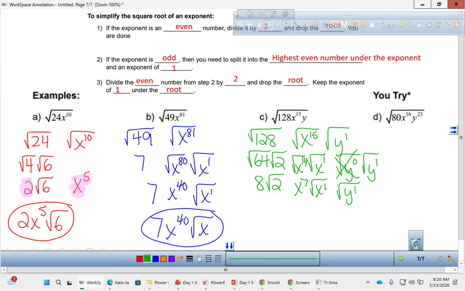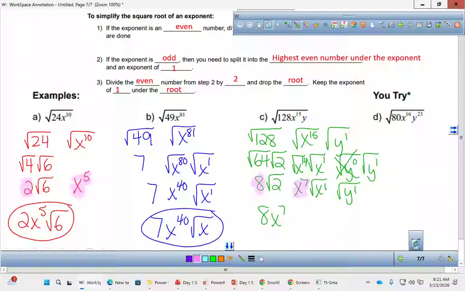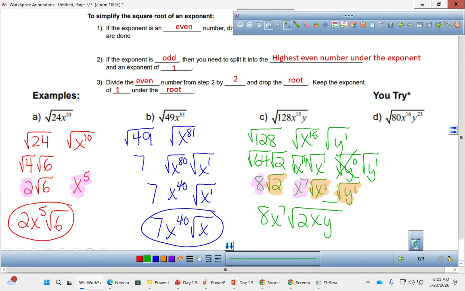All right, so here's where we're at. Now I'm going to reorder this. I'm going to take this that has no roof over it and this that has no roof over it, and write them together as 8x to the 7th. Then I'm going to take the parts that have a roof over them, and instead of writing them under different houses, I'm going to put them all together under the same roof. So it'll be root 2xy.